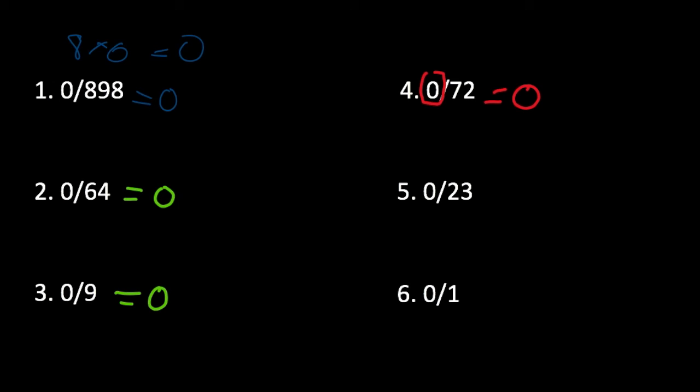Now we're doing 0 divided by 23. Let's say you had 23 pencils, and you're sharing it with your friends, but you have 0 friends. So how many friends would you share it with? You would share it with 0. Now 0 divided by 1, I'm just going to put 0, because any number divided by 0 equals 0.